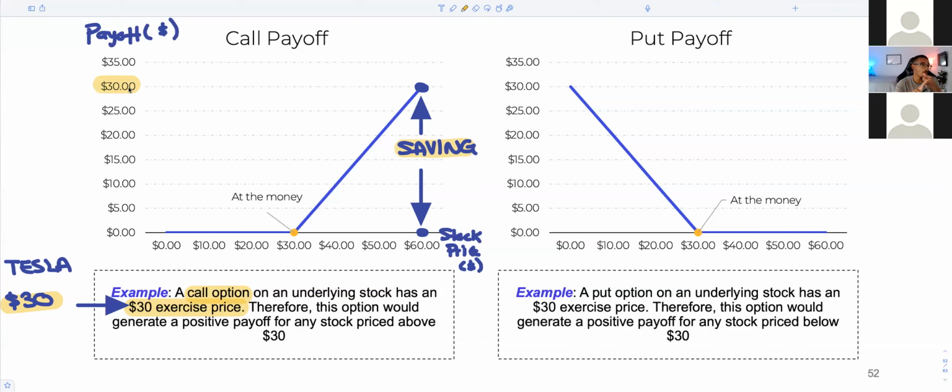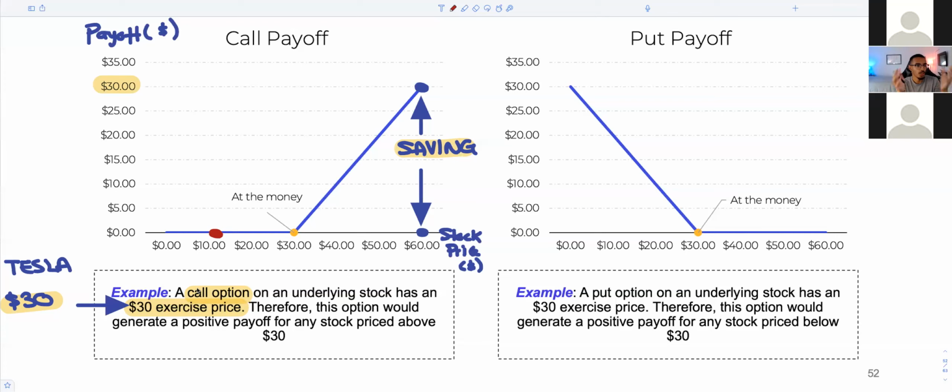We know that if we have an option on Tesla for $30 and it's selling for $60 on the market, we're going to use our option. Now let me ask y'all a different question. We're going to use a different scenario. Let's say that Tesla is trading at $10 per share, but you have an option to buy it at $30. Are you going to buy it at $10 or are you going to buy it at $30? What are you going to do?